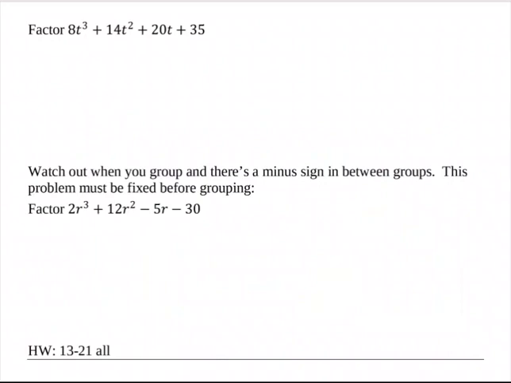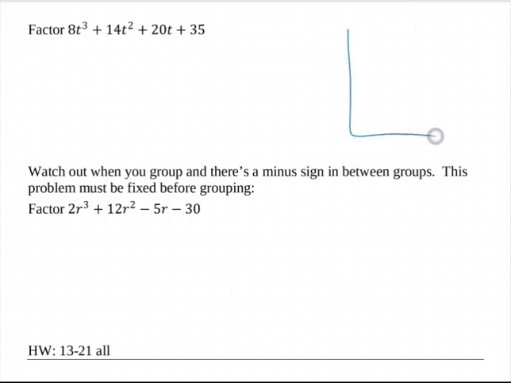Okay. So our second example is this one. We have 8t cubed plus 14t squared plus 20t plus 35. Again, the first thing I'm going to do is look to see if I have a GCF to factor out with 8, 14, 20, and 35. Let's see. Do we have a GCF? Nope. So we're good. We can go on to setting up our box.